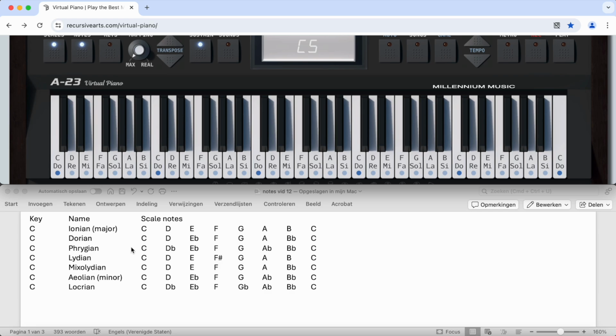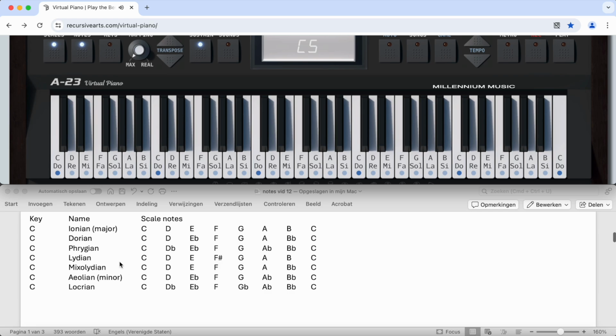As you can see, Phrygian is with a D flat, an E flat, A flat, B flat, C. Mixolydian is only with the B flat. Locrian has nearly all the flat ones: D flat, E flat, G flat, A flat, B flat, C. So suddenly I'm using all the black keys here, you see that. Lydian is with an F sharp, which creates that open feeling.